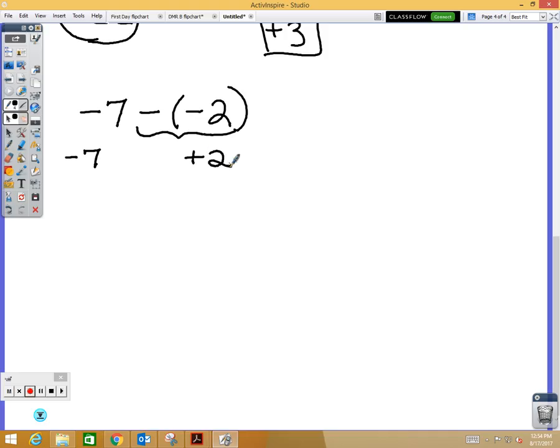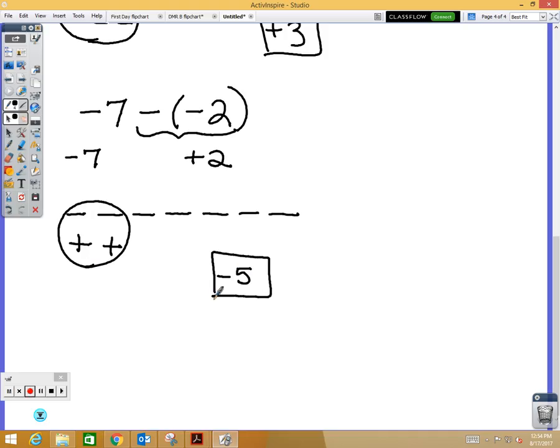So I have a negative 7 and a positive 2. How many pairs do I have? 2 pairs. So those things cancel out. I'm left with 5 negative signs. So that is my answer, a negative 5. Negative 7 minus a negative 2 is a negative 5.